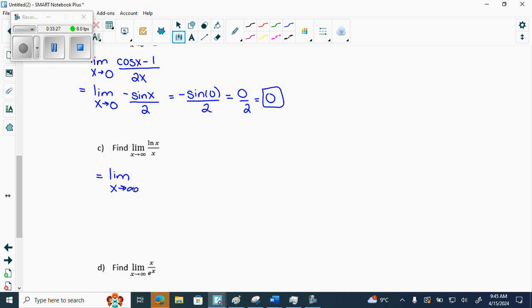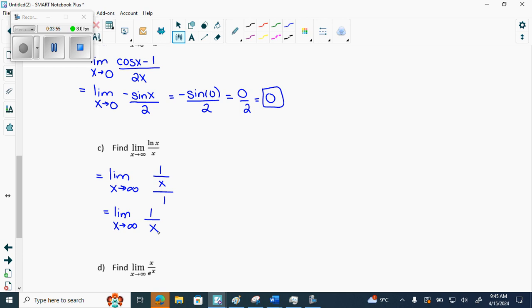What's the derivative of ln of x? 1 over x. What's the derivative of x? 1. So this is technically just the limit as x approaches infinity of 1 over x. Now we used this when we did vertical asymptotes. Remember when we did vertical asymptotes, we divided by the largest x? And then anything that was a number over x or a number over x squared or x cubed as I approached infinity would result in a 0.